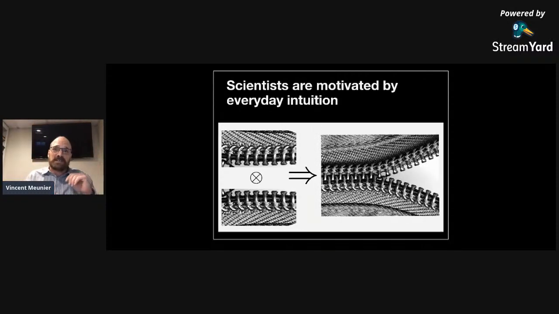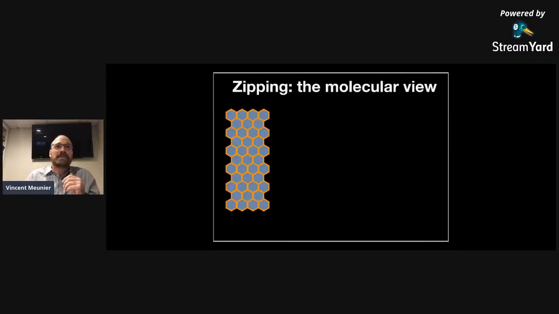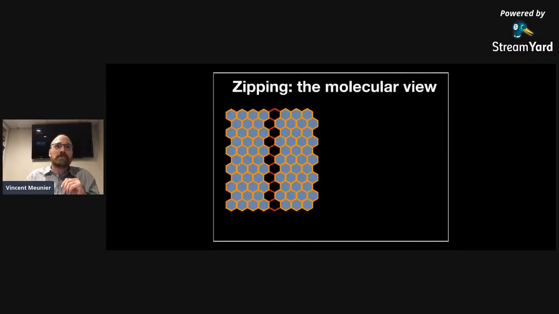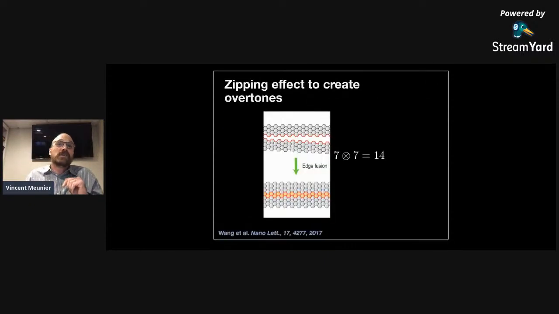So basically, you want to do this. You can do this zipper: create two ribbons, put them together with chemistry, and create a larger one. If you have two 9 GNRs, you create an 18. Remember, the 9 is the number of dimers you have along the width. You can do that with 7 as well and fuse them.